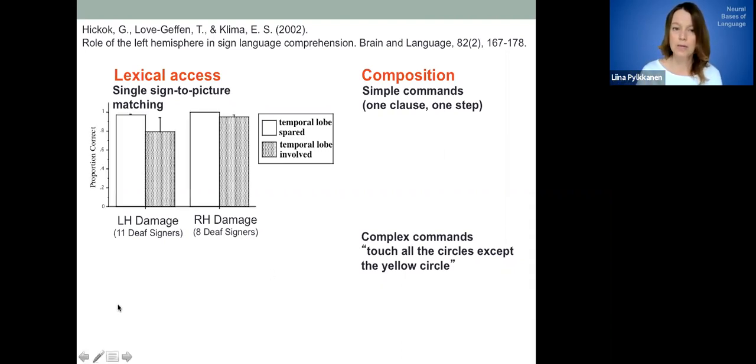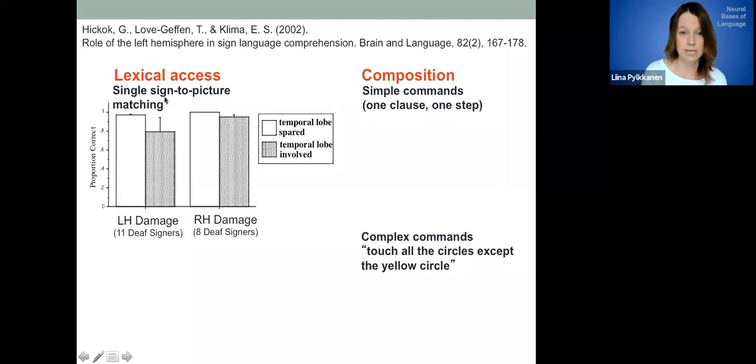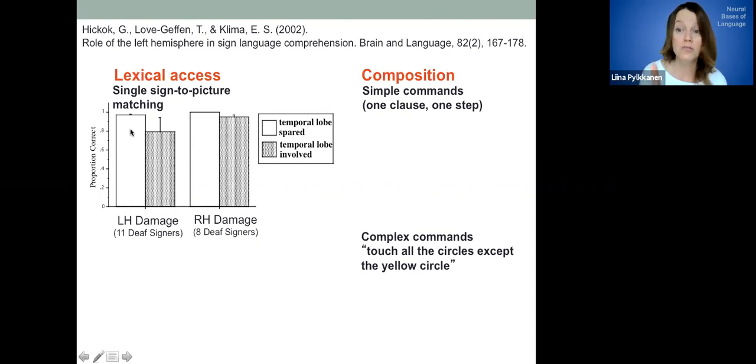So what happens? First we have the lexical access task. You see clearly that the right hemisphere damaged individuals did perfectly on it. The right hemisphere damage is not affecting this task. The left hemisphere damaged individuals whose temporal lobe was fine are also doing perfectly. But the individuals whose left temporal lobe was involved in the damage are doing a little bit worse. They're not doing terrible though, this is still about 80% correct.